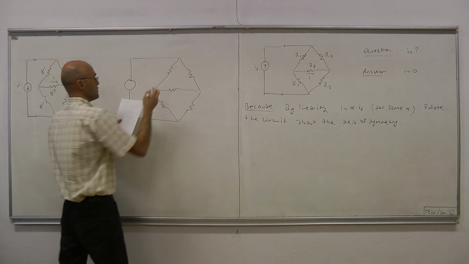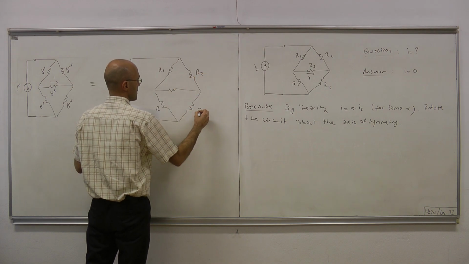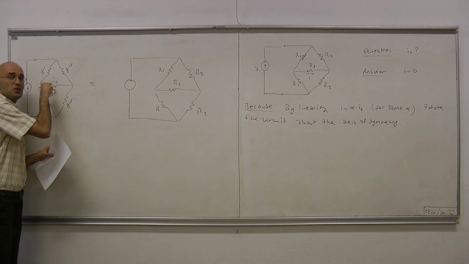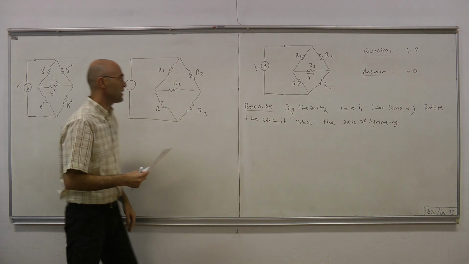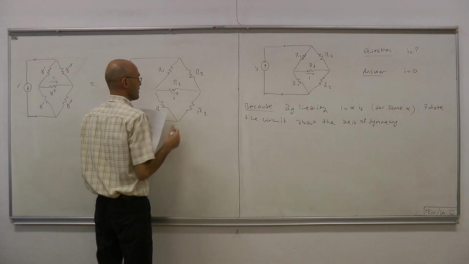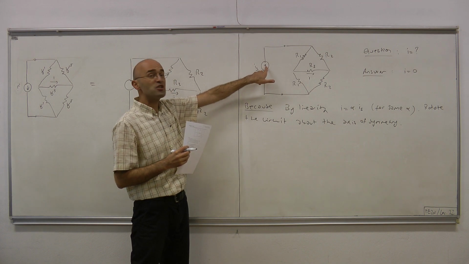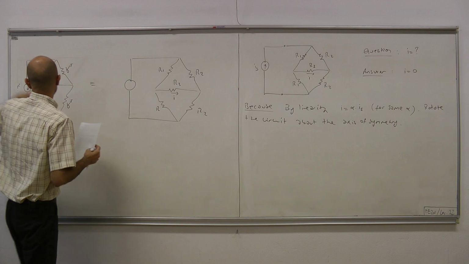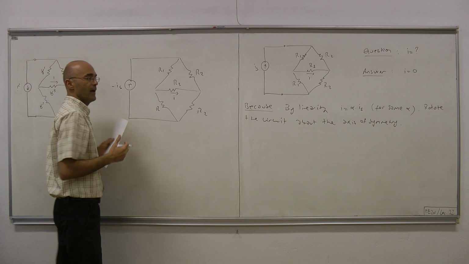So this is R1, R1, R2, R2, R3. Now the current is still in the same direction, because rotating around the axis of symmetry doesn't change the direction of the current. So we still have the same current in the same direction. But that rotation changes the direction of this current, however. So now it's pointing down. So we have pointing down IS, which is equivalent to pointing up minus IS.